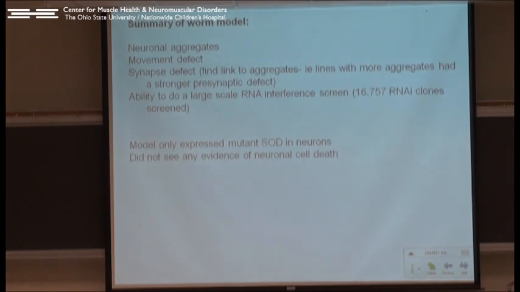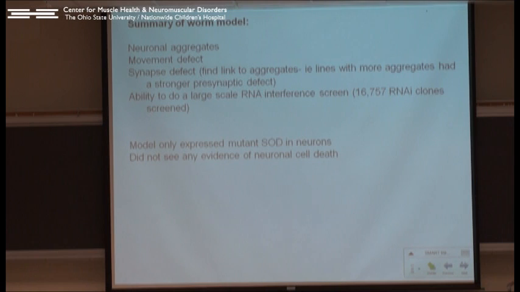So to summarize the worm, this worm is driving mutant SOD just in neurons. You see these neuronal aggregates being formed. You see movement defects. You see synaptic defects. And they found that this was linked to the aggregates because lines that had more aggregates had a stronger presynaptic defect. So they really tried to make that link. And then this ability to do large-scale RNAi screens, and then to follow it up with doing genetics and doing crosses with genes. And they screened 16,000 RNAi lines. So that's a real tool.